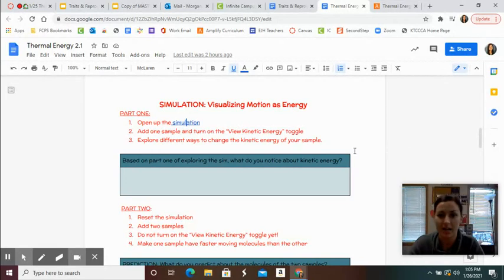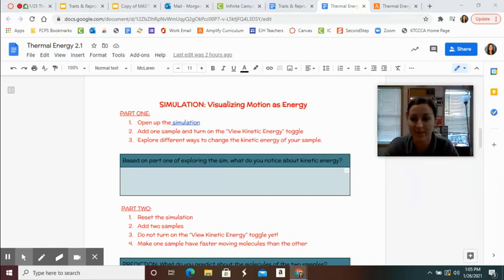You will change it, and then you are going to decide what you think as far as the simulation. What do you guys notice about the kinetic energy? And I will tell you the hint, since I'm not telling you what I want you to do as far as changing the kinetic energy, but temperature and kinetic energy are related. So what is that relationship?